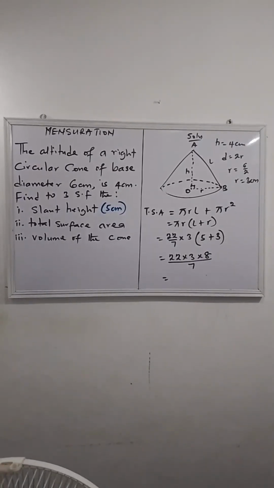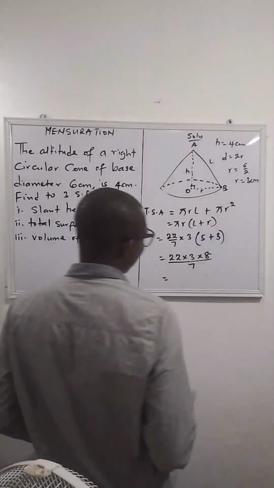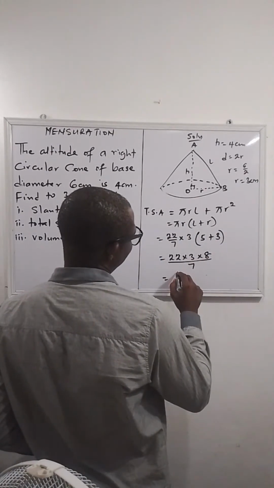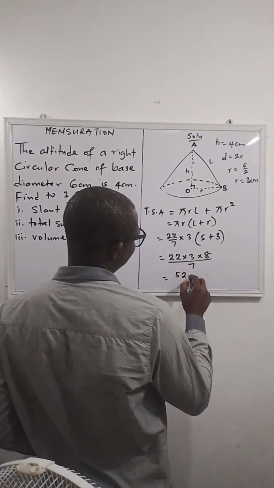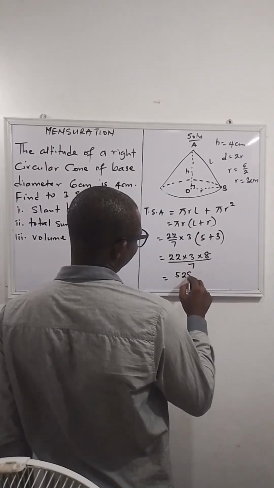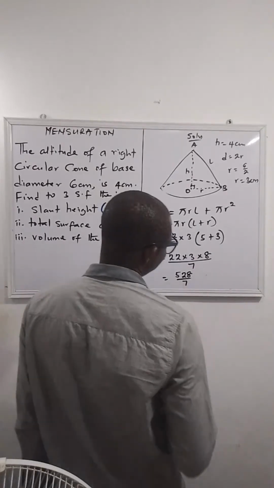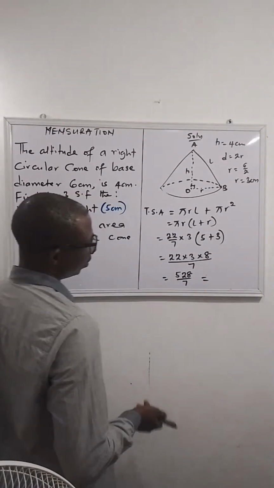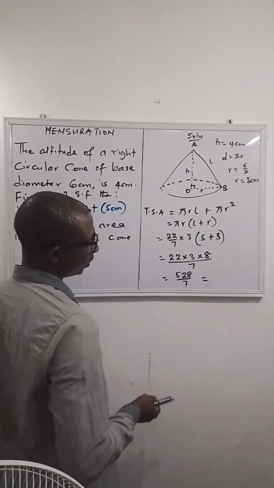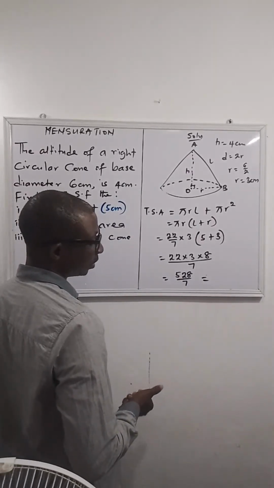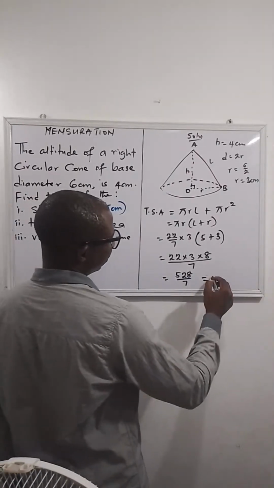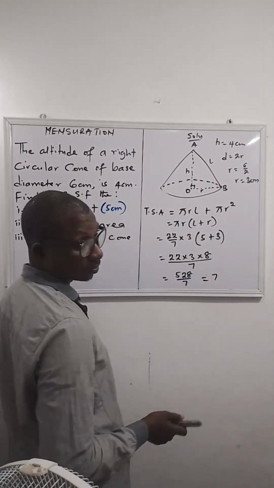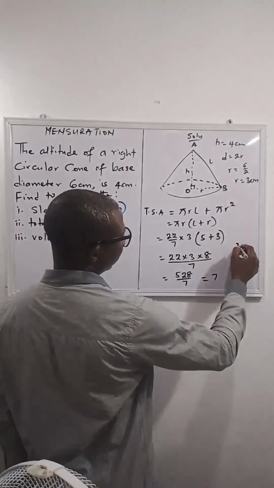What you are supposed to have when you multiply everything here is 528 over 7. All right, so that is what you're supposed to have. So now 7 goes into 52. That's 7, because 7 times 7 is 49. So that means you are left with 3.